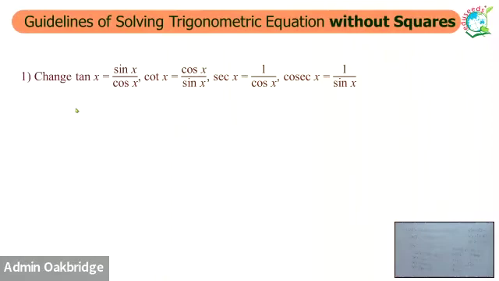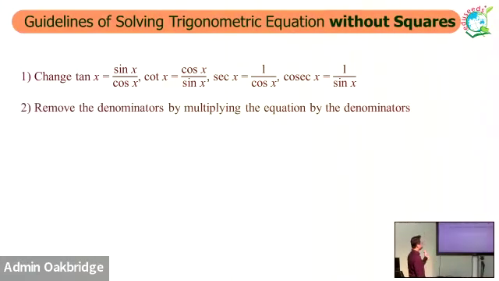A bit challenging. If the equation doesn't have any square, that means you cannot use the identity anymore, right? Because to use the identity, you must have the square. So here are the guidelines. If you don't see the square, you look for any reciprocal functions. If you see tangent, you convert to sine over cos. You see cotangent, you convert to cos over sine. You see secant, you make it 1 over cos. Cosecant, 1 over sine. So these are the guidelines if you don't see any square.